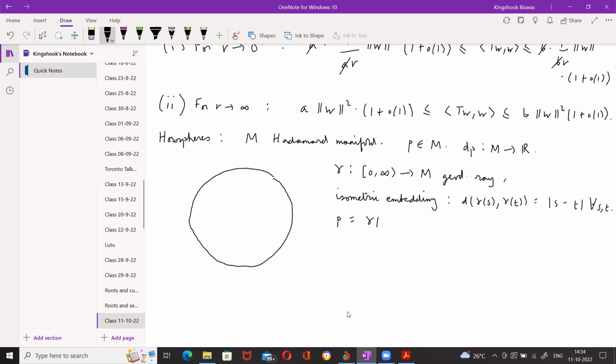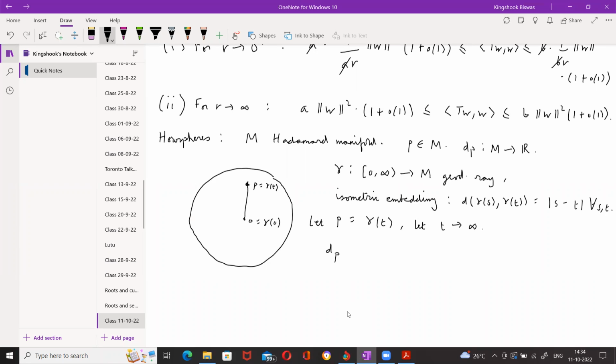Now what I do is I take P, the center of my distance function, to be gamma(t), and you let t tend to infinity. Then what happens to these functions d_P? Well, of course, they're going to tend to infinity. This is P equal to gamma(t), and let me call the starting point of the geodesic O. This is an origin, O equal to gamma(0).